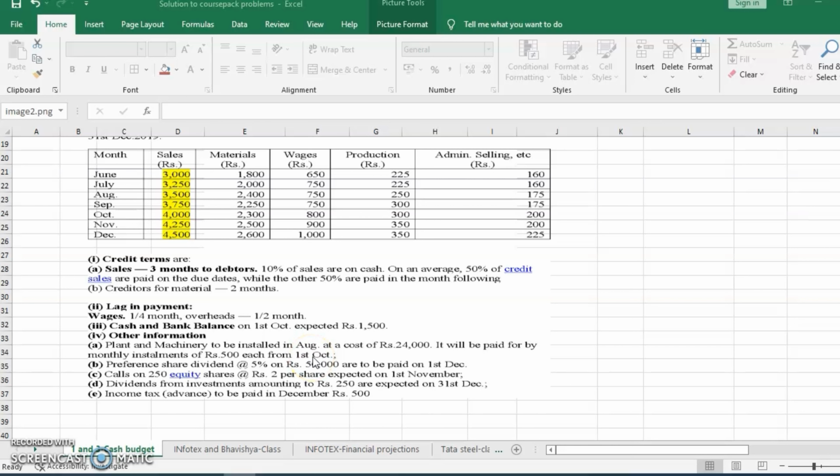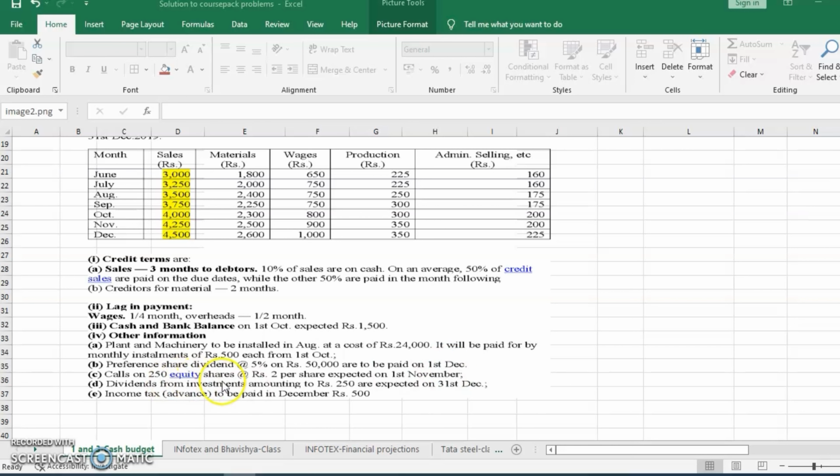Preference share dividend at the rate of 5% on 50,000 is to be paid on 1st. So preference share dividend, 5% of 50,000, is 250. That shall be paid only in the month of December, which is also a cash payment.